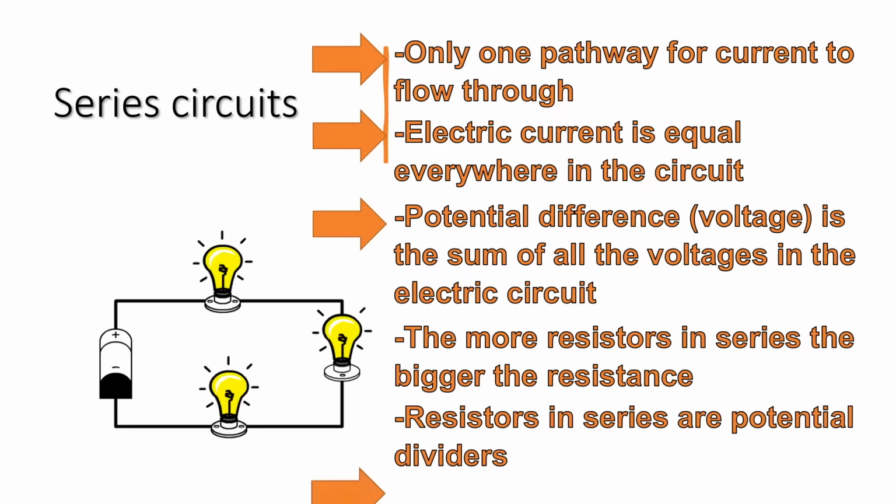voltmeters that are in the circuit. Then, with regards to series, the more resistors in series, the bigger the resistance, and resistors in series are potential dividers. This is because a resistor with a higher voltage will have a higher resistance, and a resistor with a lower voltage will have a lower resistance.